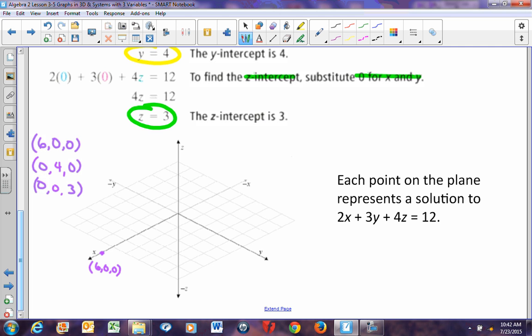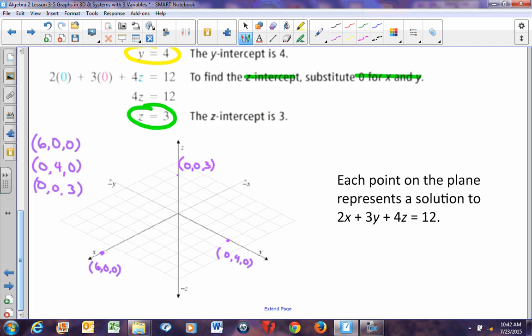Then I have to plot the point 0, 4, 0. So 0 on the x, 4 on the y, 1, 2, 3, 4, 0 on the z. So there's 0, 4, 0. And last but not least, we're going to plot the point 0, 0, 3, which is 0 on the x, 0 on the y, 3 on the z, 1, 2, 3. So this is 0, 0, 3. So we've plotted those 3 points.